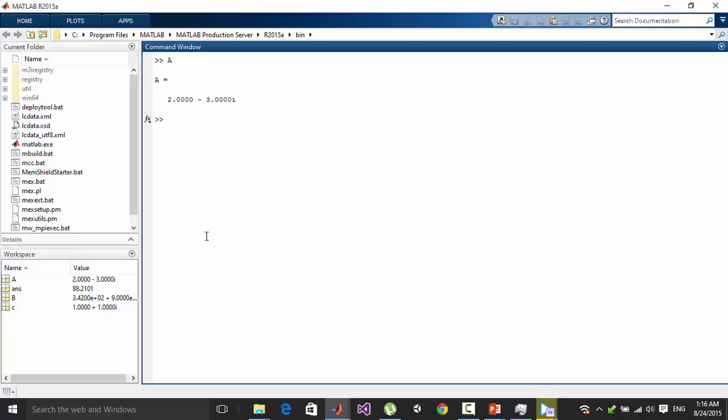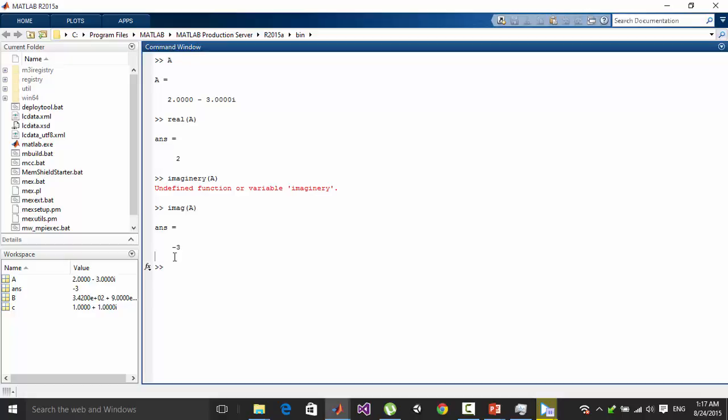Let me recall A, which is this. If I want to get the real part and the imaginary part, we literally type real and pass the variable, the complex number, here, and as we expected, it is 2. If I want the imaginary part of A, it might be like this. It is minus 3, and that's it.